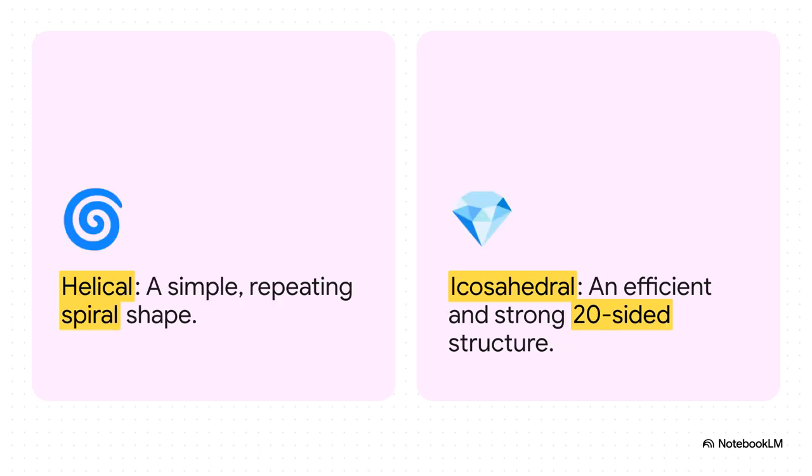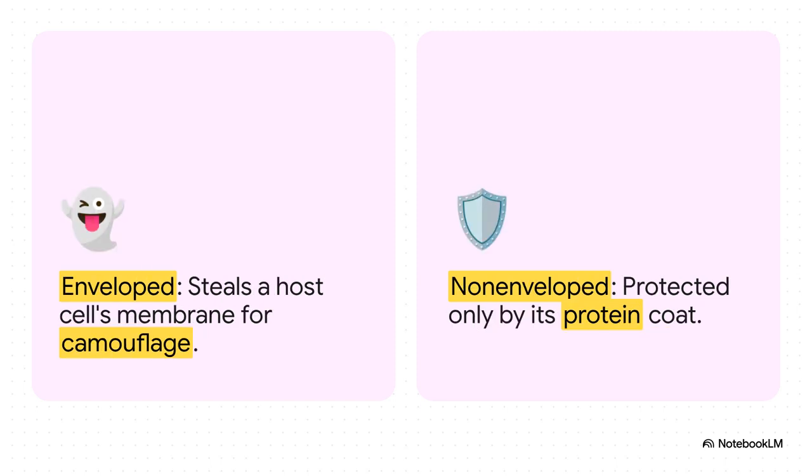Next up, let's talk about architecture, the actual shape of that protein shell. Some are built like a simple spiral or a helix. Others build what's called an icosahedron, which is basically a super strong, super efficient 20-sided sphere. It's just a beautiful piece of natural engineering, really. But wait, it gets even sneakier. Some viruses, as they're busting out of a host cell, literally steal a piece of its outer membrane and wrap it around themselves like a cloak. This envelope is an amazing form of camouflage, helping the virus hide out from the immune system.